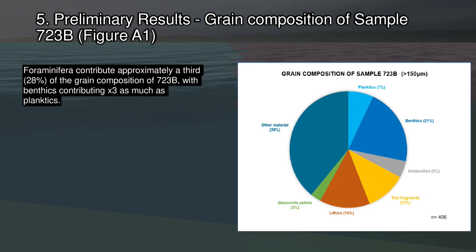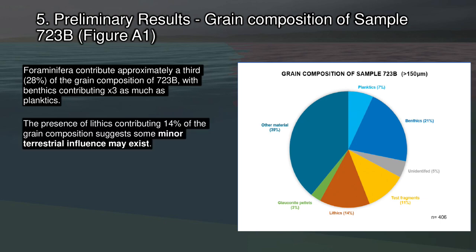So here we've got a pie chart showing the overall grain composition within this sample, this post-event sample 723B. What we can note from looking at the sample is that the foraminifera contribute approximately a third of the overall sample, and in particular the benthic foraminifera, that's the bottom-dwelling foraminifera, actually contribute three times as much compared to the planktics in this analyzed sample. Also, there's a notable amount of lithic fragments coming in at about 14%, which could suggest that the site in question at this time had some minor terrestrial influence.